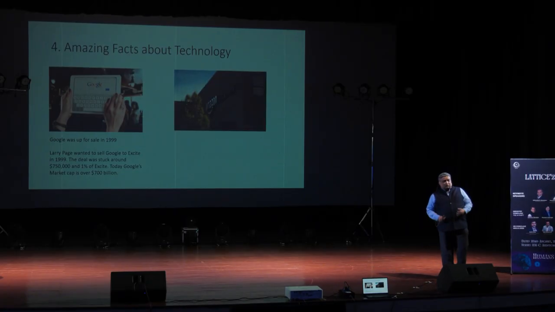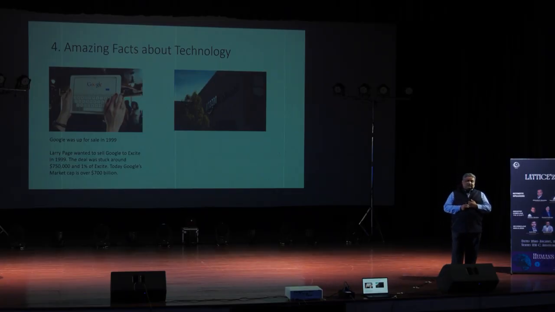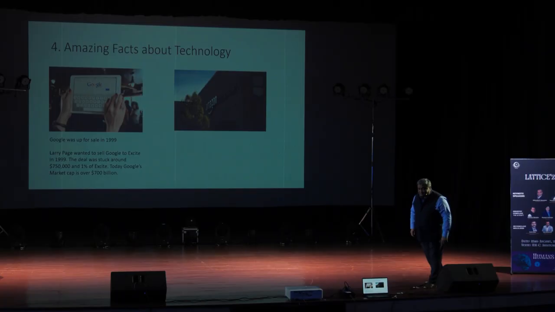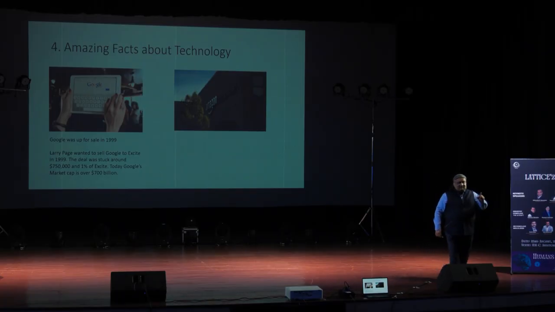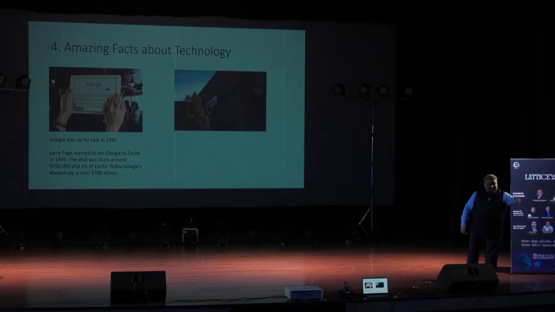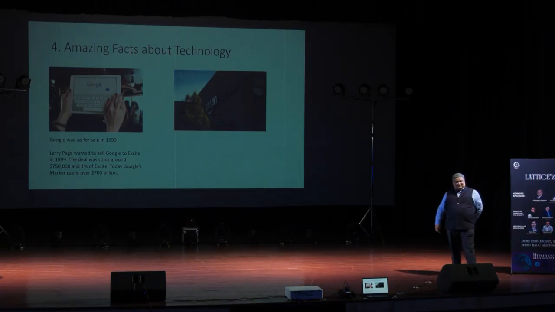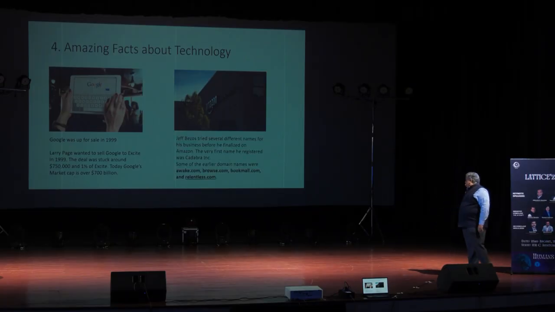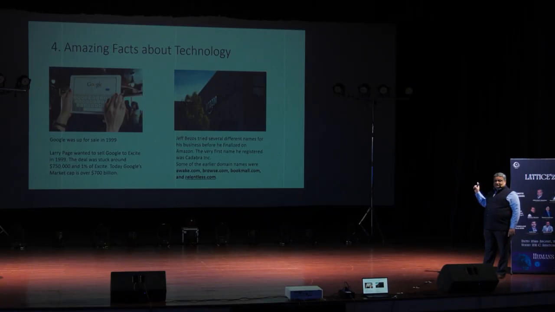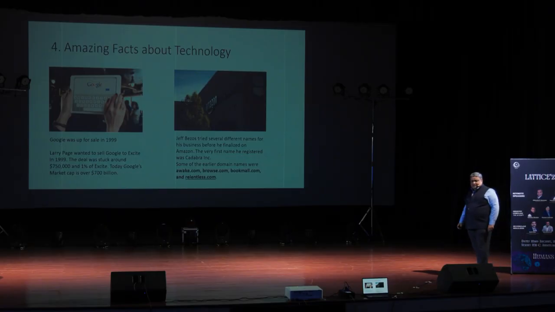Amazon, Jeff Bezos, right? How did he arrive at the name Amazon? What are the other names for Amazon? Let me ask this. Does anybody know, before Amazon was coined, what were the other names? Oh, very near, but not abracadabra. Cadabra. You're right. So when he was trying to coin the name, these are all the names that were considered: Awake.com, Browse.com, Bookmall.com, and Relentless.com.